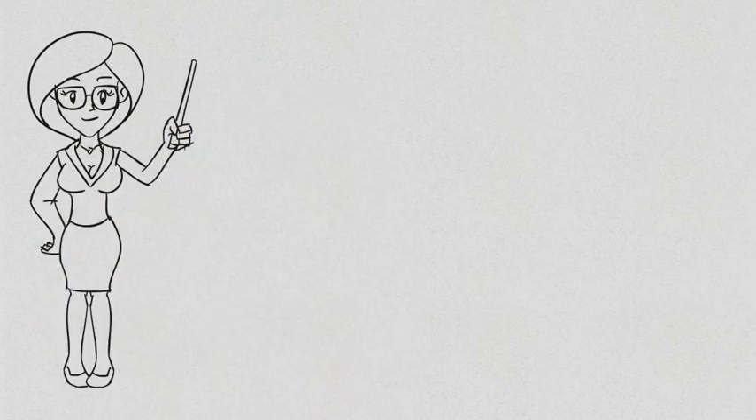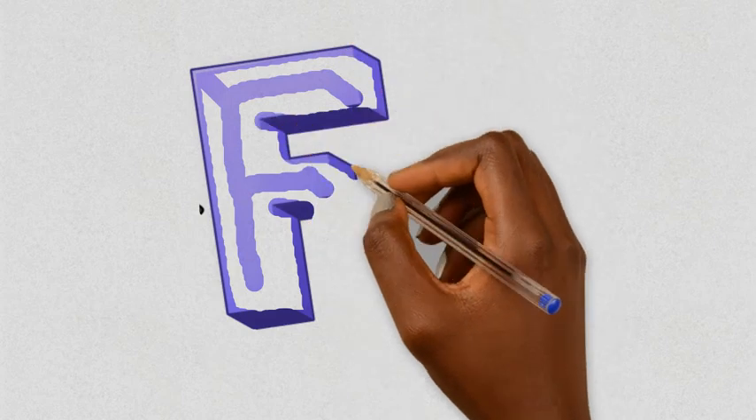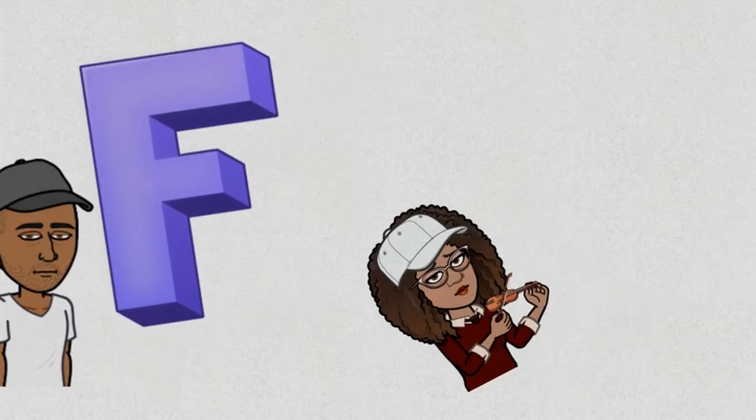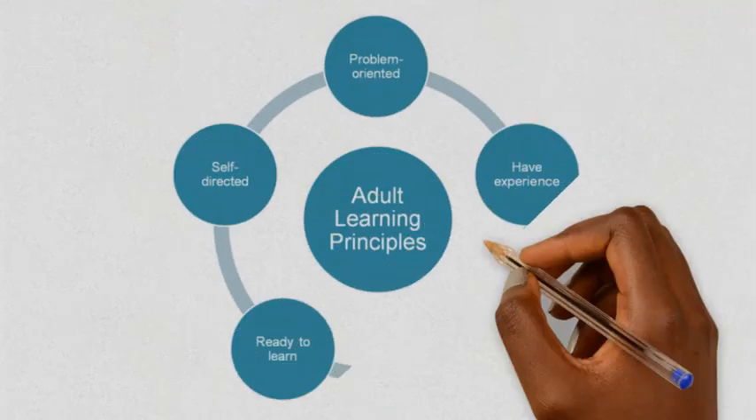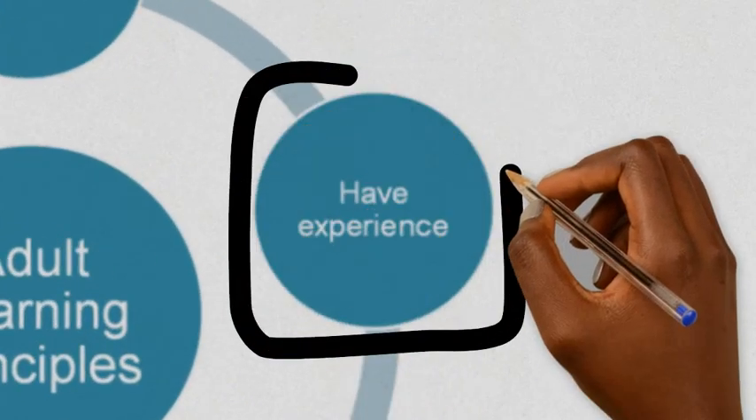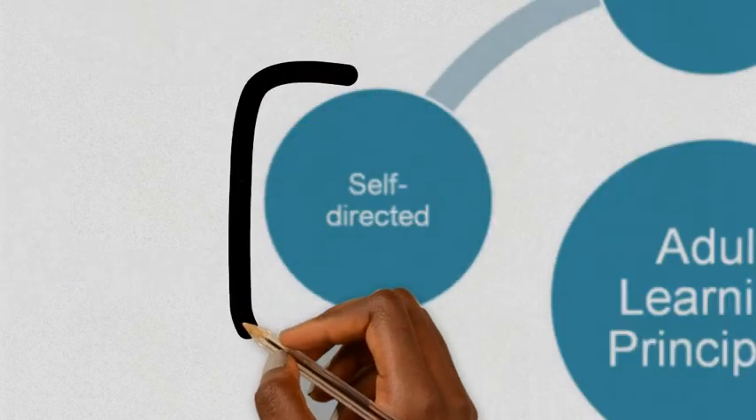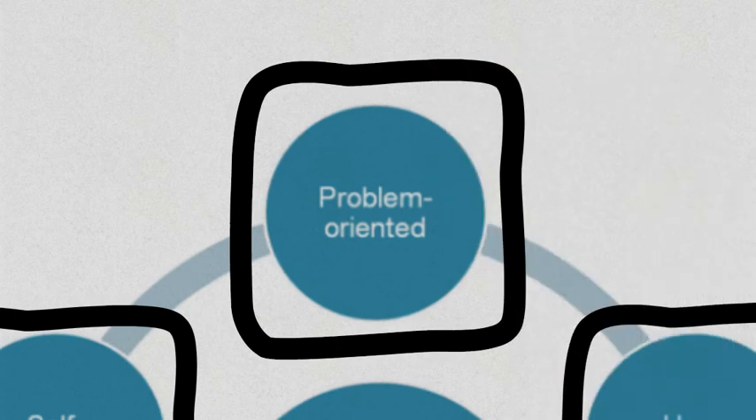Traditionally, the role of the teacher was to teach, and the role of the student has been to try to learn. Sometimes this is easier said than done. Let's explore what we know about adult learning theory. Adult learners need to do in order to learn. They need to be internally motivated. The learning must be self-directed, problem-oriented, and relevant to the individual.